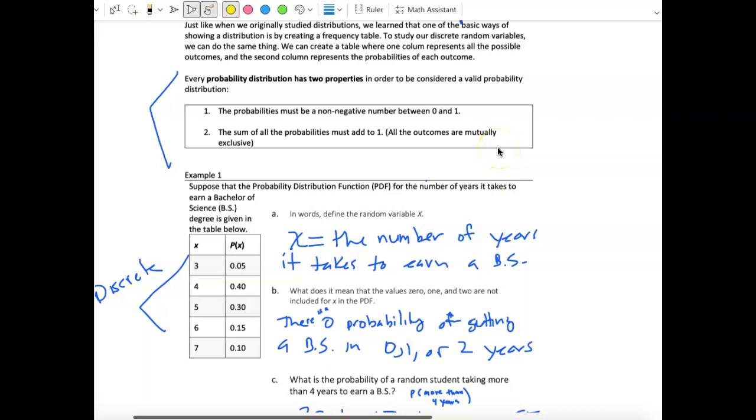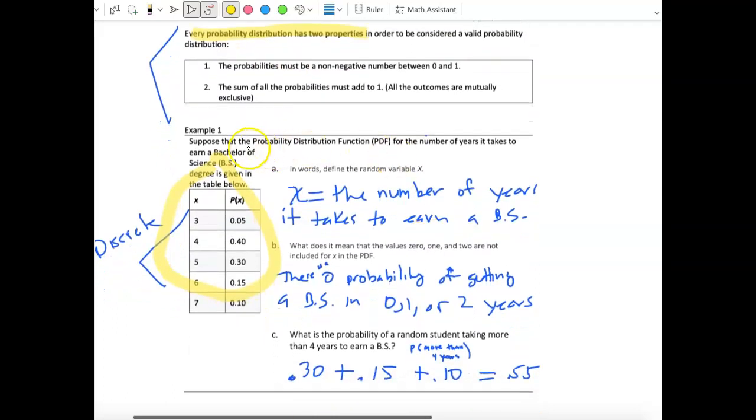Let's go ahead and continue our discussion on discrete probability distributions. One thing to keep in mind is that a probability distribution has two properties. In this example table, when we look at the possible outcomes, these discrete values, 3, 4, 5, 6, in this case the number of years it takes to earn a bachelor's degree, and then the probabilities, the sum of those probabilities must add up to 1. These are specific properties of a probability distribution.